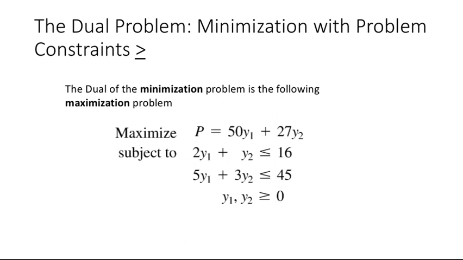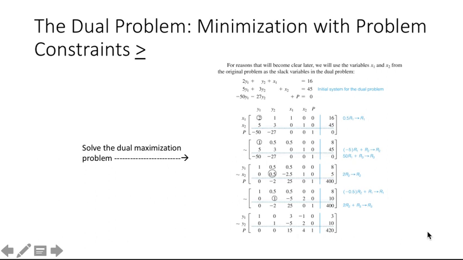But what I want to talk about now is what I'm using for my slack variables. Remember, to start the maximization problem, we have to create a system by introducing slack variables. Look at what we're using for those slack variables: the variables x1 and x2. When I show you how to interpret the final tableau, I think it'll make sense why we're using x1 and x2 as our slack variables.